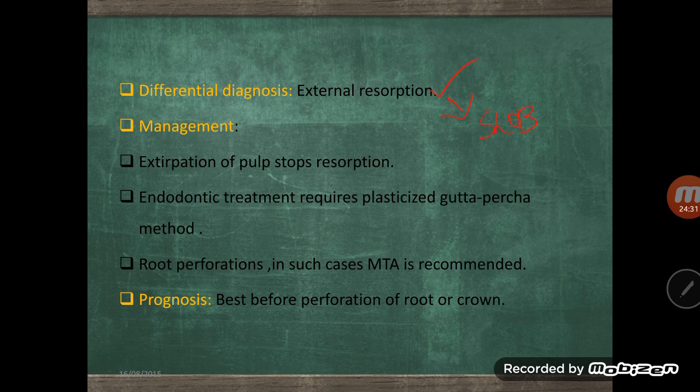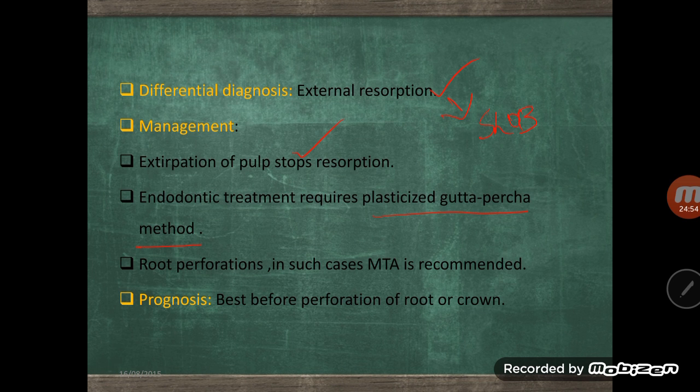The irritant is the pulp. So in the first appointment, you will remove all the pulp. And endodontic treatment requires the plasticized gutta-percha technique. This is a type of obturation technique, because generally a root canal will have a taper, I mean in the biomechanical preparation.